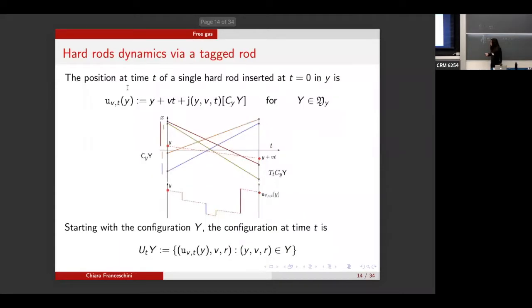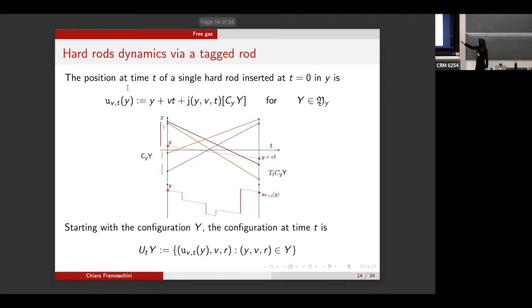Similarly, you can define, in another way, the evolution of the hard rod configuration y in the following way, following the position of a tagged rod. So here you see again, you have that U, the position of the rod, which initially was at y at time t equal to 0 with finite length, is what?